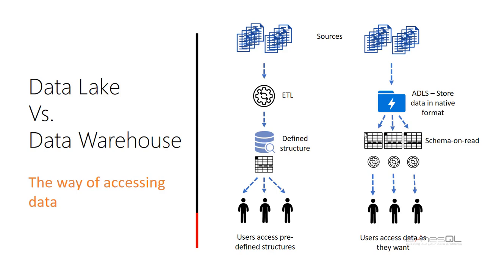Now, if you think about the right side of this image, that's a data lake implementation. Since there is no structure, a business user can access data as they want using this schema on read concept. We can assume that a smart user can create their own schema, get the data processed based on that schema and access it, or else the IT department can process data based on the schema required by the business user and make it available. So that's the difference between data lake and data warehouse in terms of accessing data.